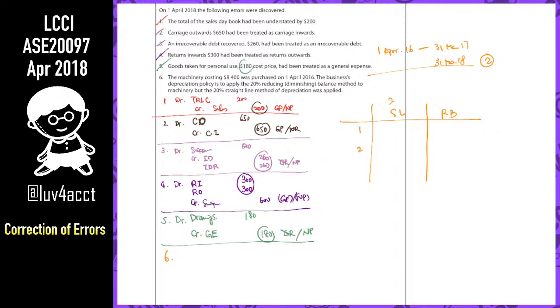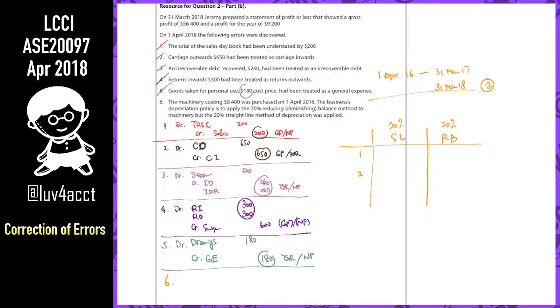Okay, so 20% straight line, 20% reducing. In the first year it will be the same. 8,400, 20%, 1680. So if depreciation is applied wrongly, it doesn't matter whether it is from the first year or just starting in the current year, because for the first year it will be the same.